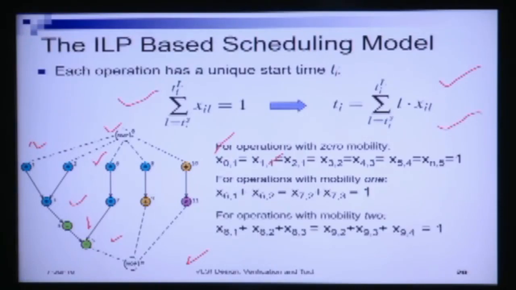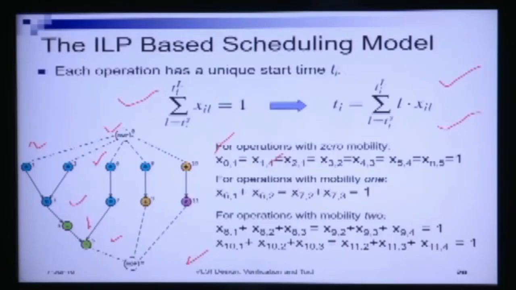Similarly, for operations having mobility 2, we have this. The 8th operation can be scheduled in time step 1, 2 or 3. So, x81 plus x82 plus x83 equals 1. Similarly, operation 9 can be scheduled in either the 2nd, 3rd or 4th time step, hence x92 plus x93 plus x94 equals 1. The 10th operation can be scheduled in the 1st, 2nd or 3rd time step. Similarly, the 11th operation can be scheduled in the 2nd, 3rd or 4th time step.